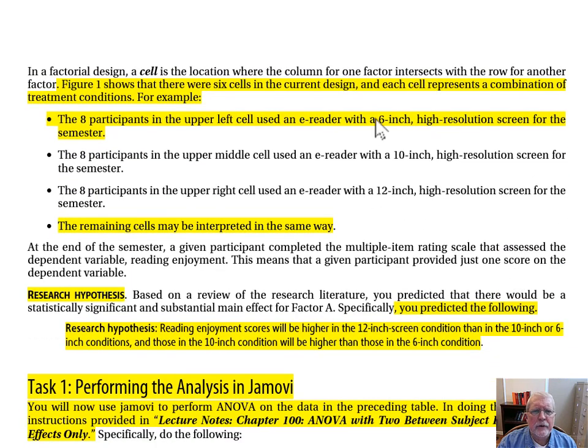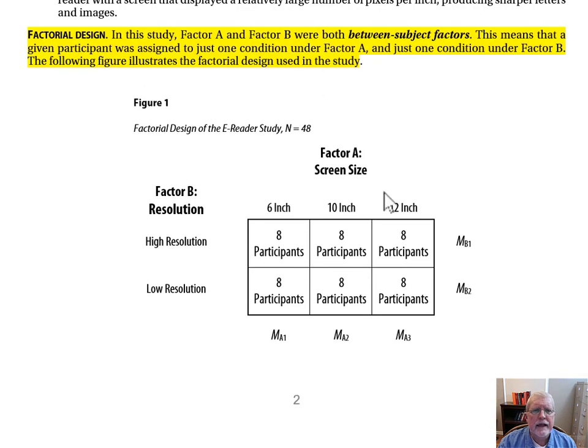The preceding figure shows that there were 6 cells in the current design, and each cell represents a combination of treatment conditions. For example, the 8 participants in the upper left cell use an e-reader with a 6-inch high-resolution screen for the semester. Does that make sense?